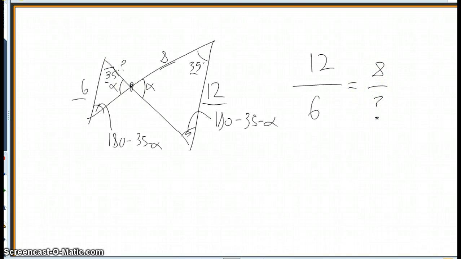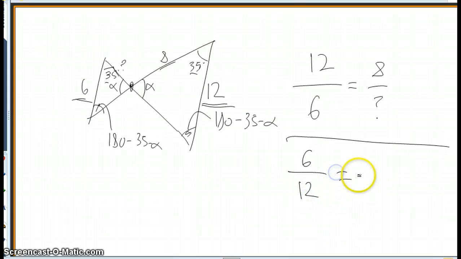Now, that's a true statement, but I could also invert it. Small divided by big, say 6 divided by 12, should equal small divided by big. Question mark divided by 8.